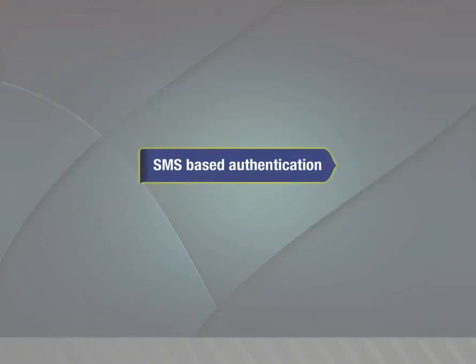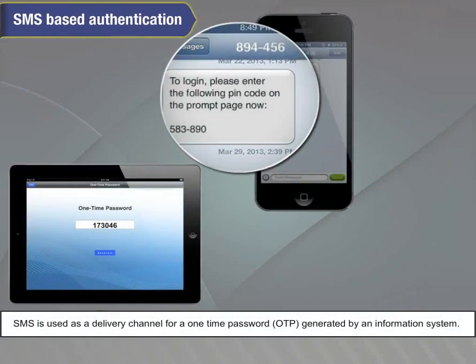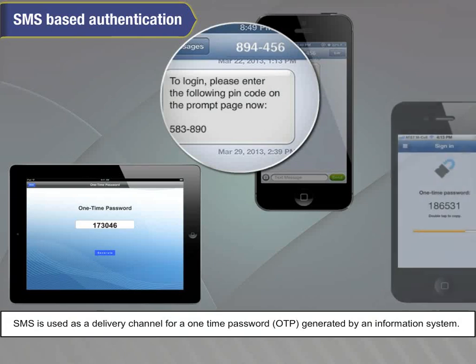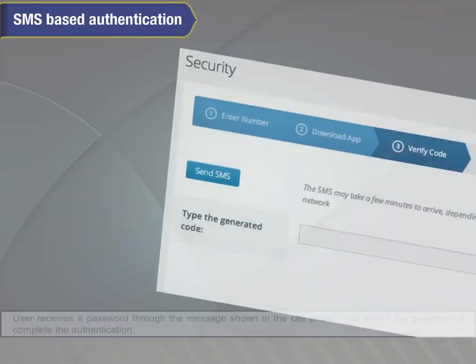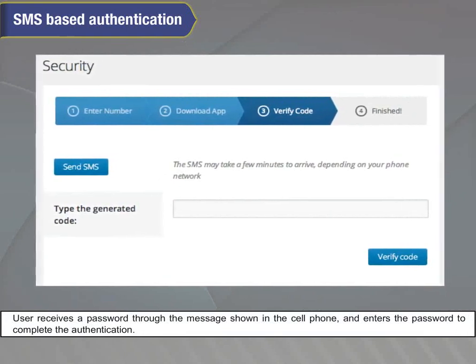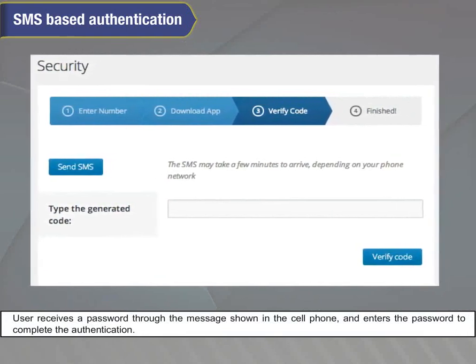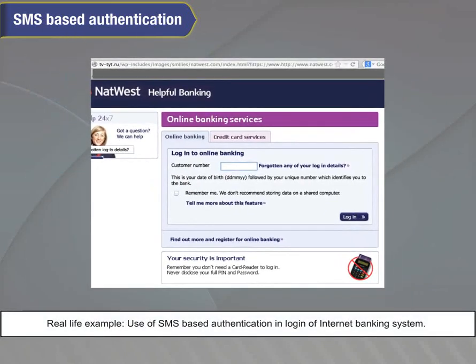SMS-based authentication. SMS is used as a delivery channel for a one-time password, OTP, generated by an information system. User receives a password through the message shown in the cell phone and enters the password to complete the authentication. Real-life example: use of SMS-based authentication in login of internet banking system.